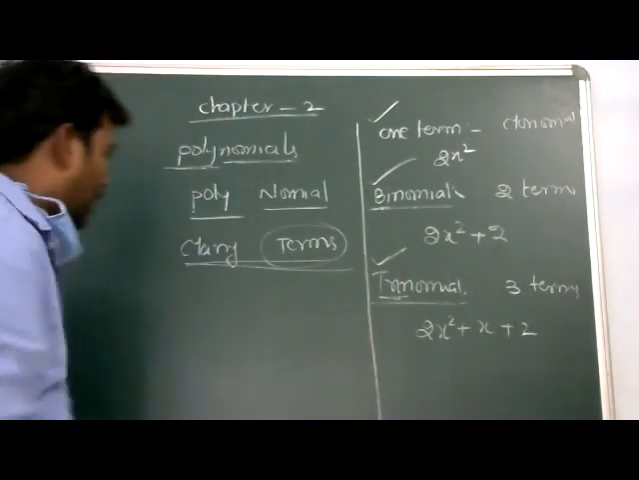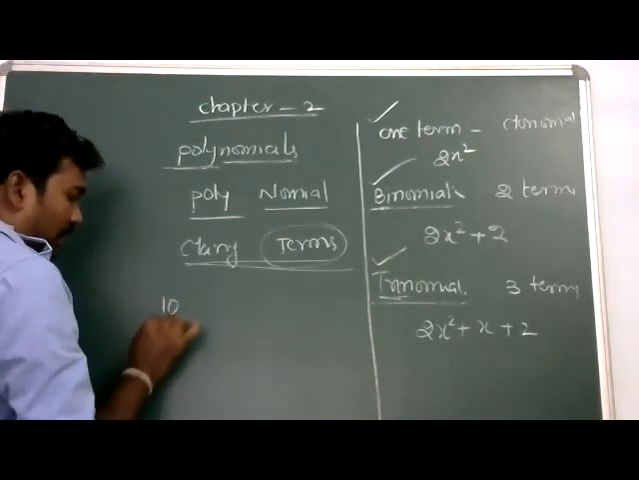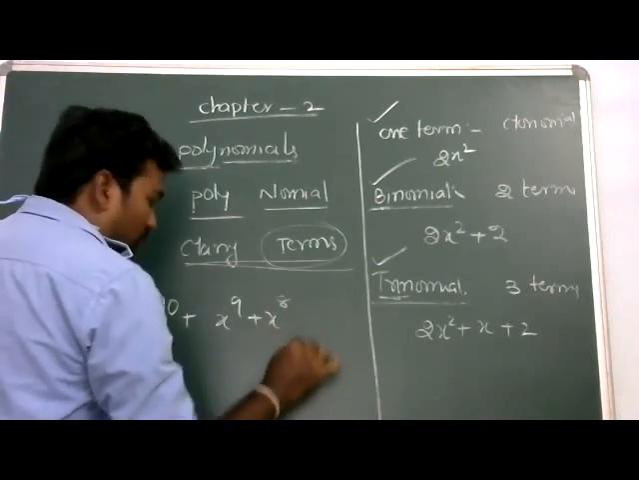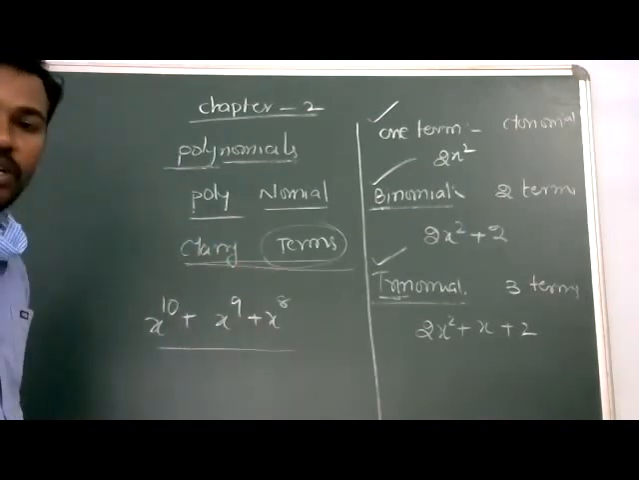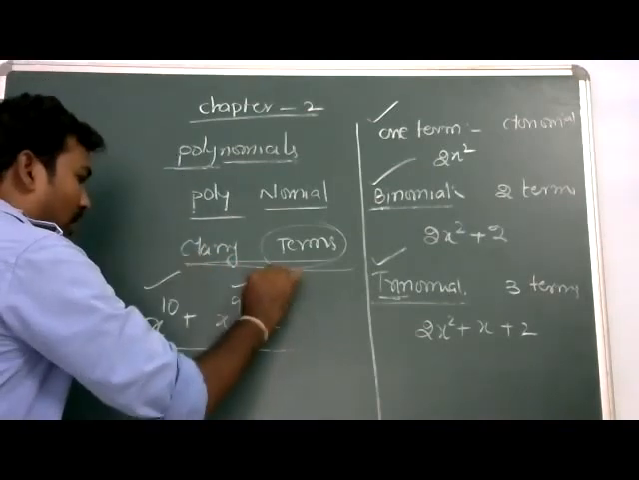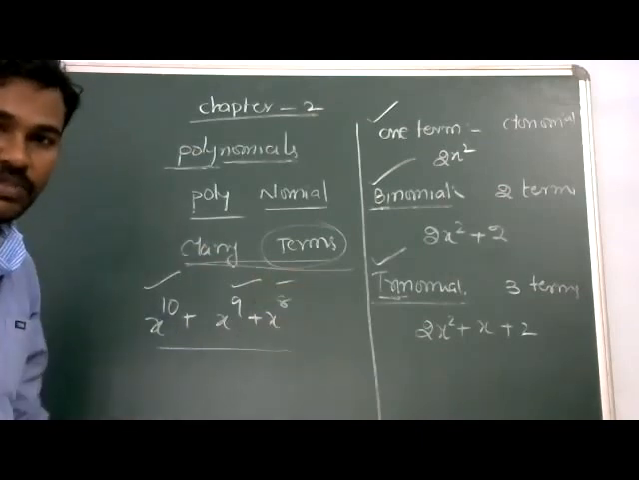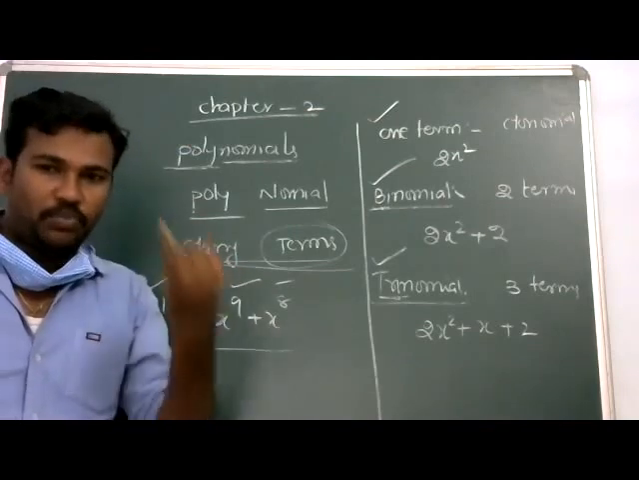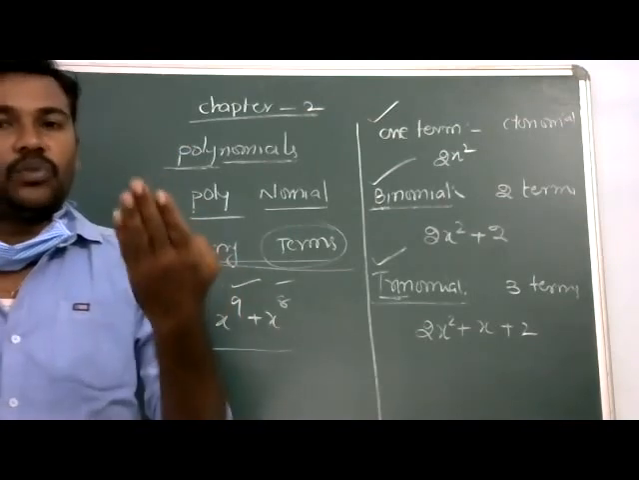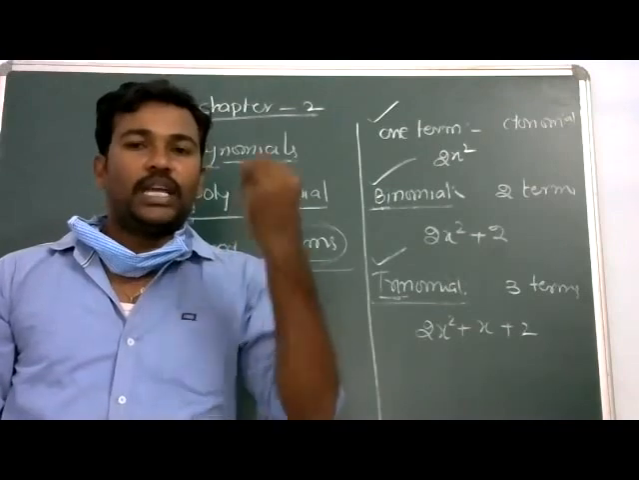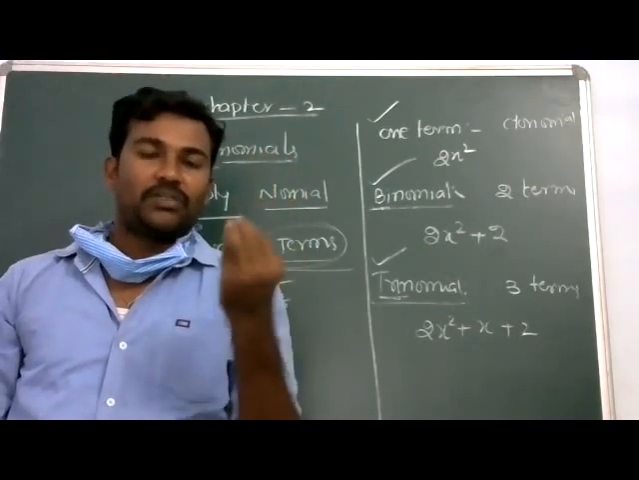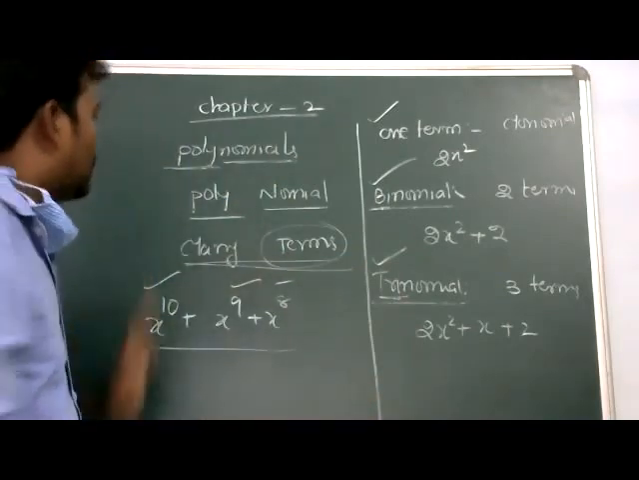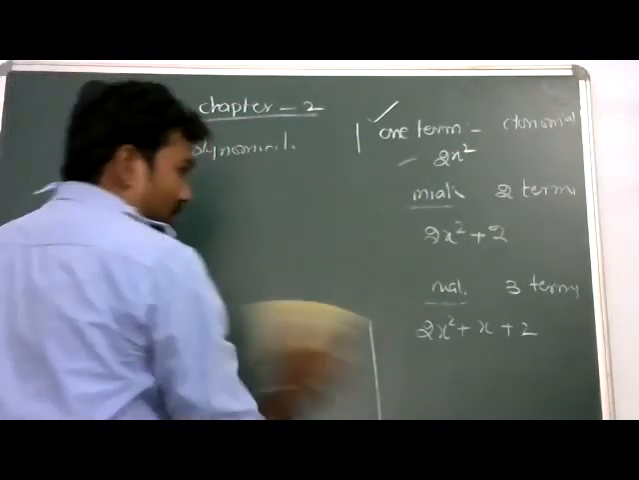For example, we can write x power 10 plus x power 9 plus x power 8. This is also a polynomial. How many terms? 1, 2, 3. Three terms are there, so we call it a polynomial. Whatever it may be, monomial, binomial, trinomial, each and every such expression is called a polynomial. Once again, listen: polynomial means the combination of many terms.